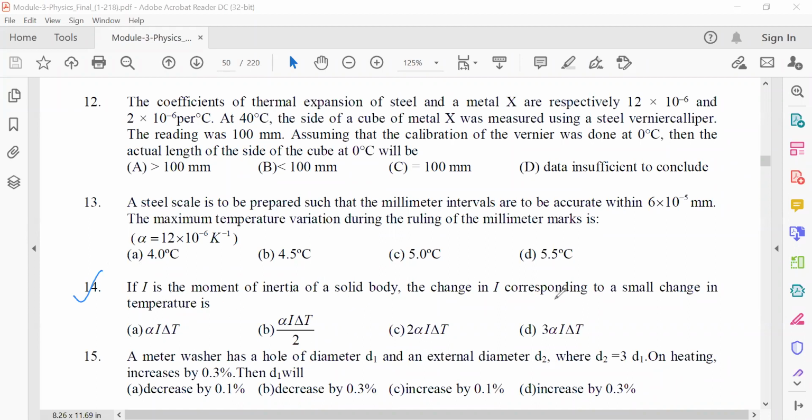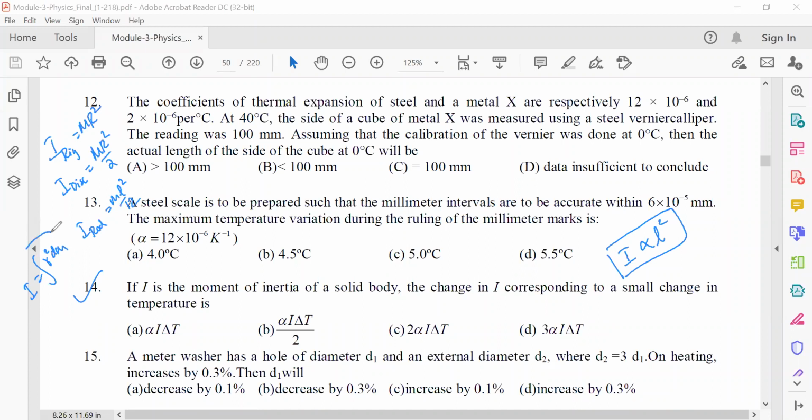Okay. So moment of inertia corresponding to a small temperature change. We know the relationship of moment of inertia with any length parameter is a square relationship. For example, moment of inertia of a ring is mr square, and r is a length parameter. Moment of inertia of a disk is mr square by 2. Moment of inertia of a rod about its center of mass is ml square by 12. Because moment of inertia comes from integration of r square dm, it dimensionally has length square.